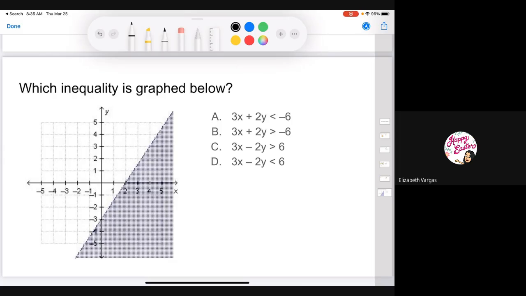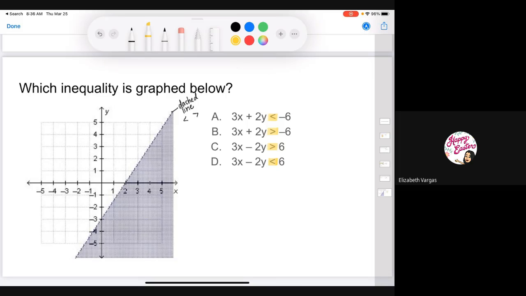Okay, so we have an inequality that's graphed here. And what we'll notice is that this inequality contains a dashed line. And so that means that we have to have the symbols that look like this. We can't have or equal to. What we'll actually notice, however, is that each of the symbols do not contain or equal to, and so therefore we can just eliminate an answer based off that. Okay, so what we want to do is find out which inequality is graphed here.